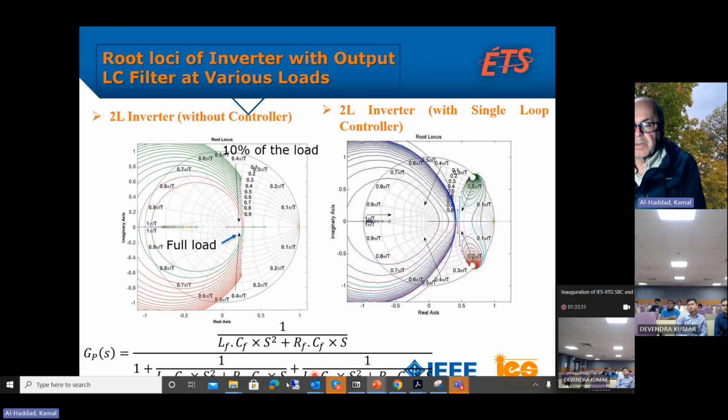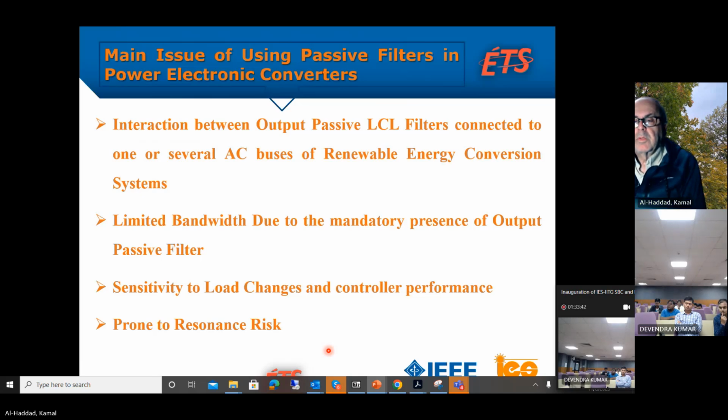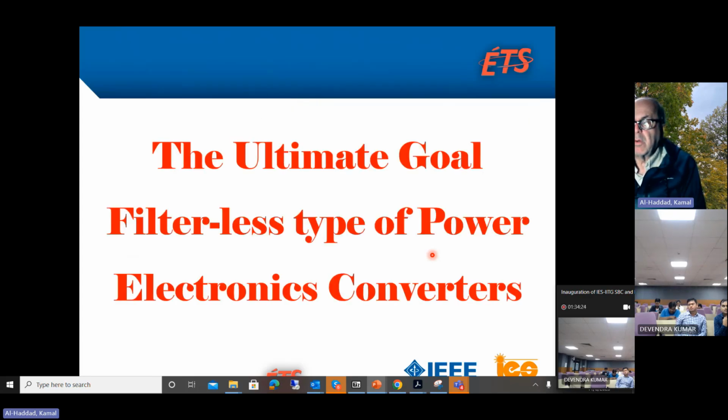So we have a very complex transfer function, and we need to design the exact value of L and C in order to stay stable all the time. So this passive filter creates interaction problems between the LCL filters, which are connected to one or several buses, which is the case of wind energy, where we have 44 of these LCL filters spread over probably 3,000 square kilometers of land. The filter will limit the bandwidth, and it is also sensitive to load changes, depending on the impedance of the load you are connected to, which is prone to resonance risk.